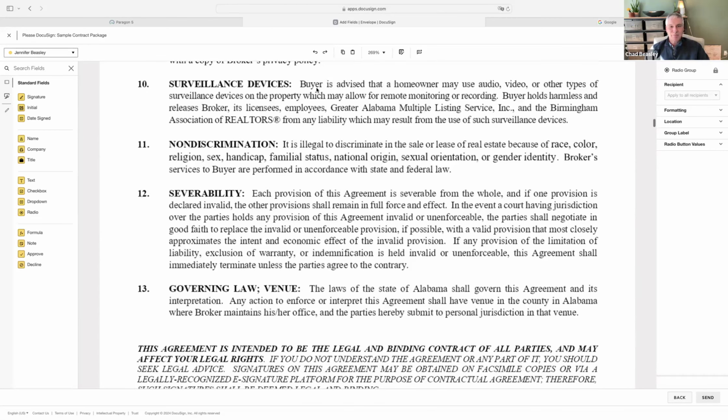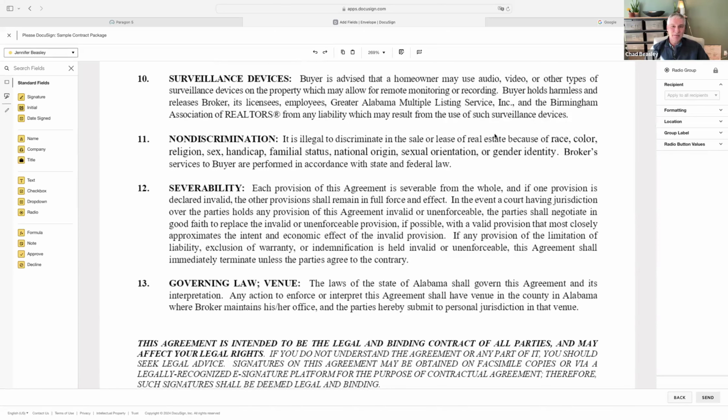Surveillance devices. Buyer is advised that homeowner may use video, audio, and other types of surveillance devices on the property which may allow for remote monitoring or recording. Buyer holds harmless and releases broker, its licensees, Greater Alabama MLS, Birmingham Association of Realtors, from liability that may result from the use of such surveillance devices. So, I mean, in this day and age, it's very important that we make sure our buyers understand you are probably being watched and recorded and listened to every time you look at a house. So be careful what you say.